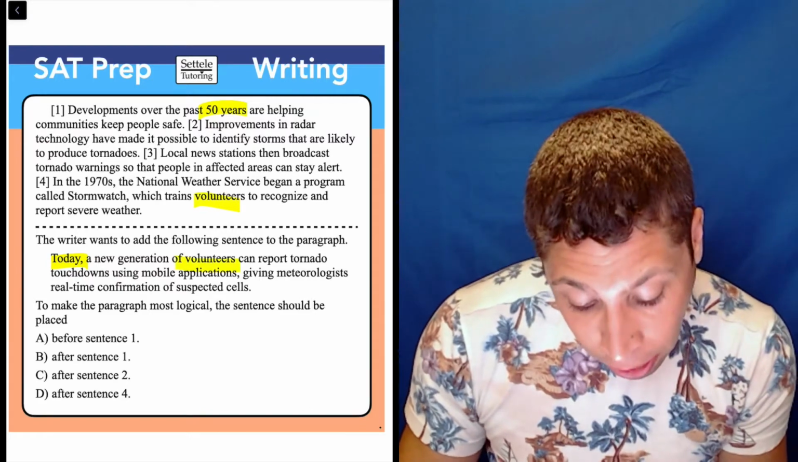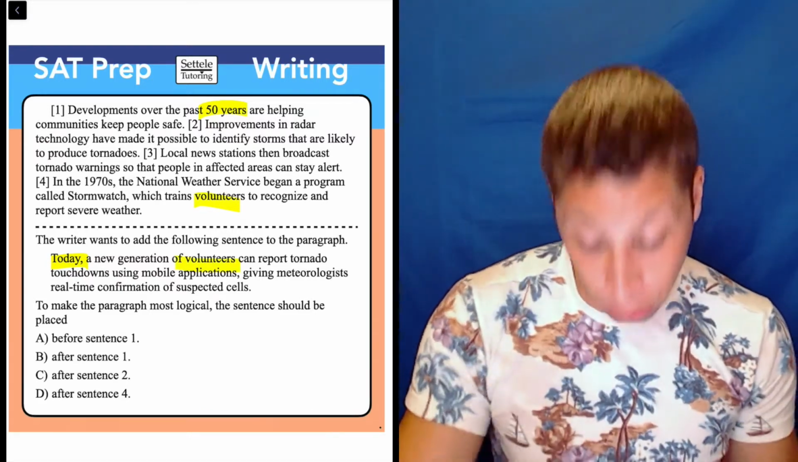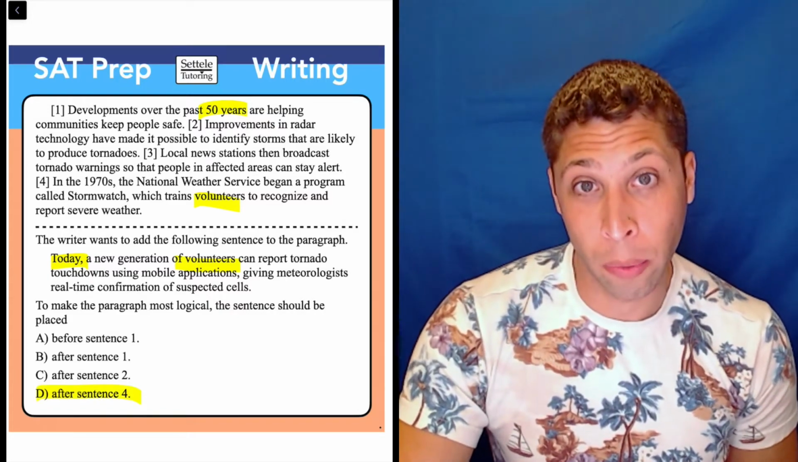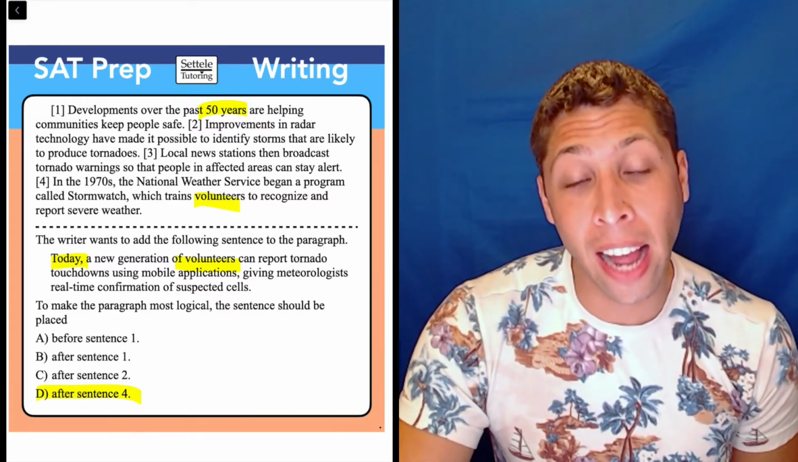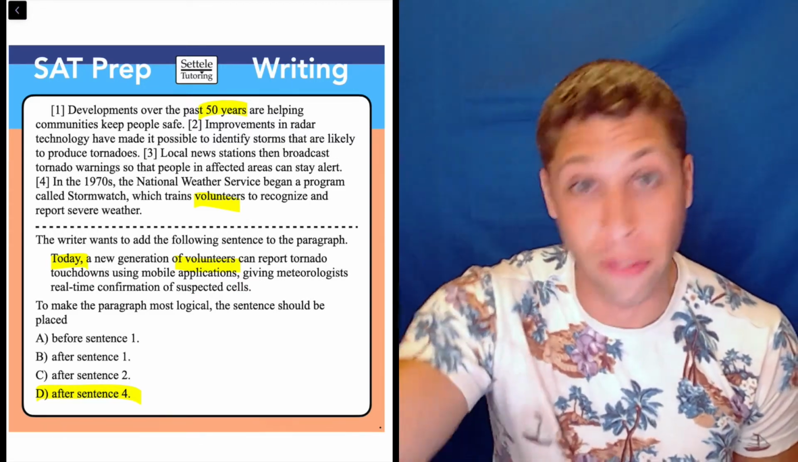So that's another anchor word that I didn't even notice until I'd read that sentence, but now I have proof that after sentence 4 is the way to go. It's definitely the best place for it, and I didn't jump to a conclusion just by seeing the 1950s or the 50 years in the beginning, right?